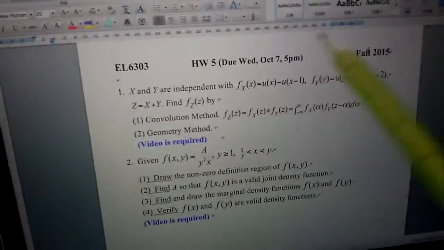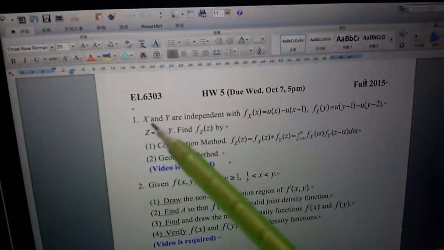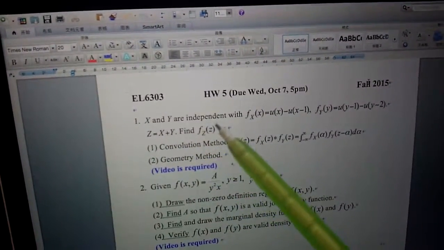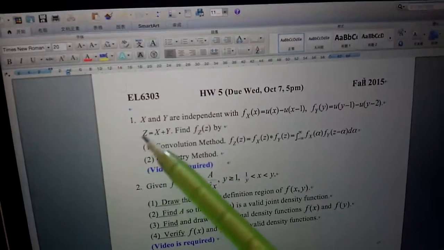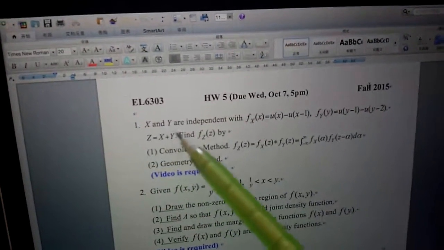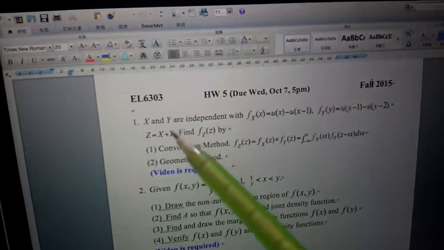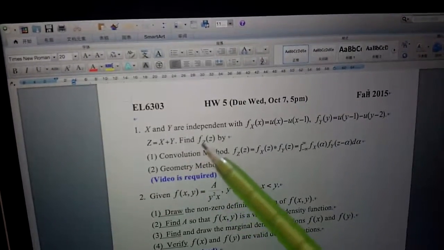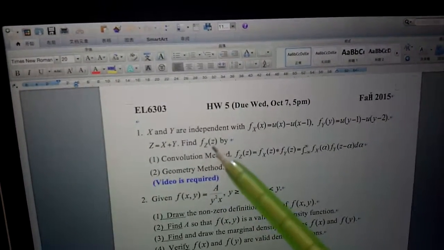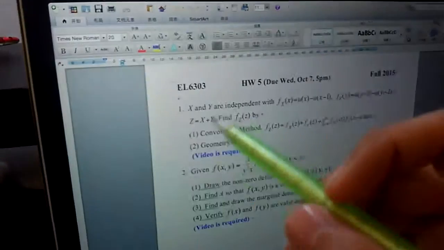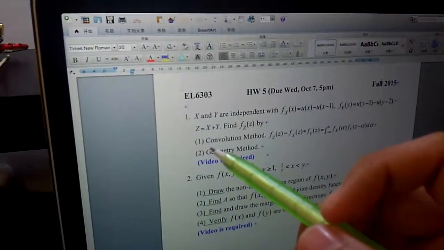First, we look at question 1. X and Y are independent, and Z is a function of X and Y. Z is X plus Y. So find the f_Z(z), that is the PDF. First, we should use the convolution method.